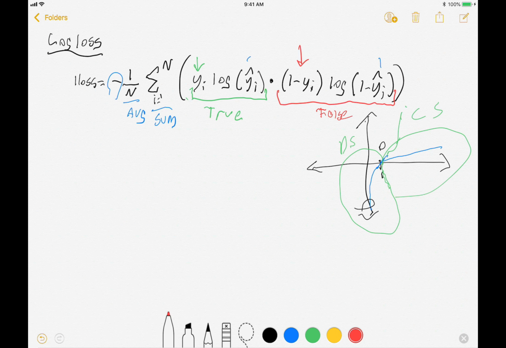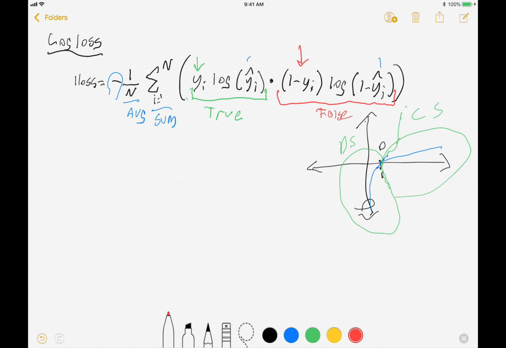So the first coefficient, the green arrow, is going to be 1 in all cases where we are dealing with true values. And the red arrow is going to be 1 in all cases where we're dealing with false values because of the 1 minus. So that essentially turns off these two sides. One of those two sides is going to cancel out each time, depending on if it's true or if it's false.